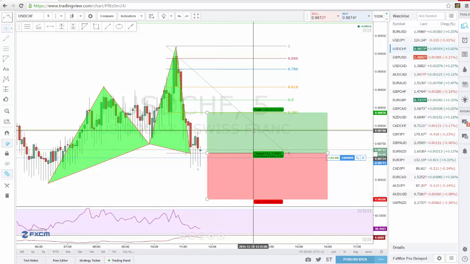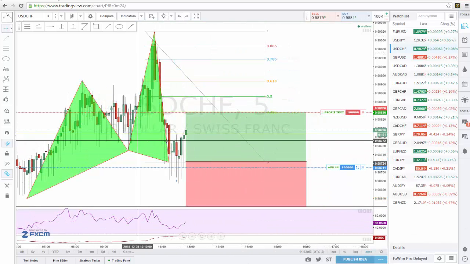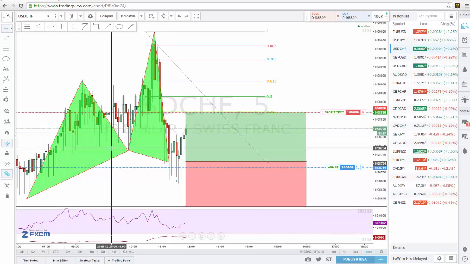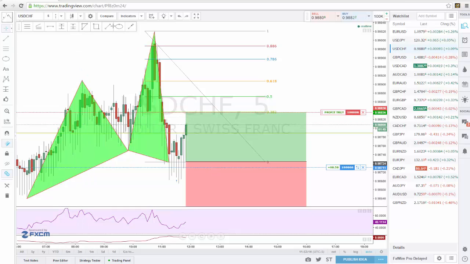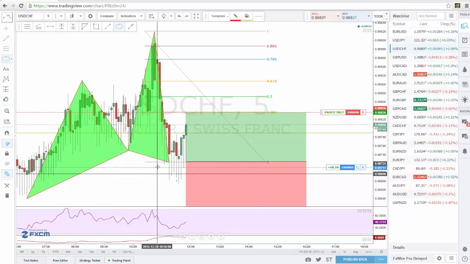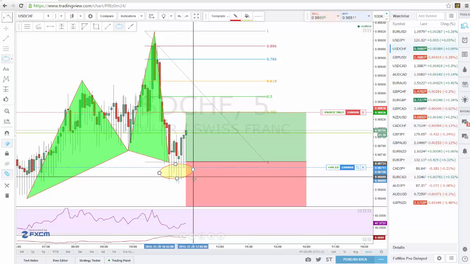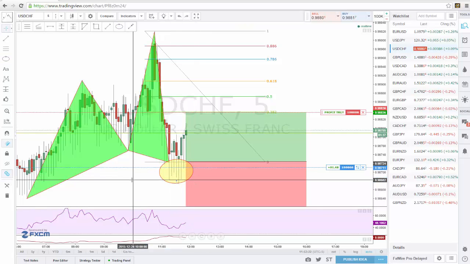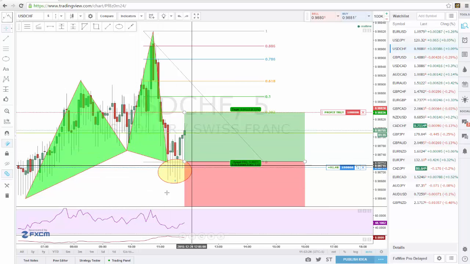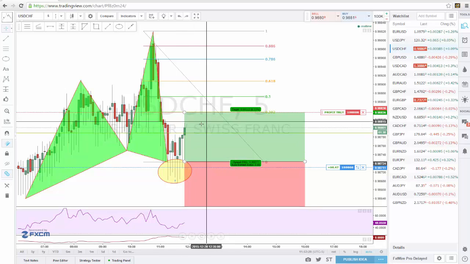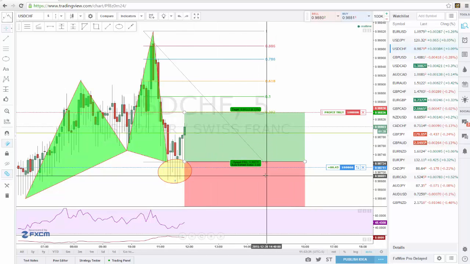I'll be back soon. As you can see guys, a little more than halfway to targets on this cipher pattern on the dollar Swiss. And what I really like about what the dollar Swiss did at the cipher pattern entry is all of these really long candle wicks we put in right at the entry, and that makes me feel pretty good about this trade. So I'll keep you updated the closer we get to targets.